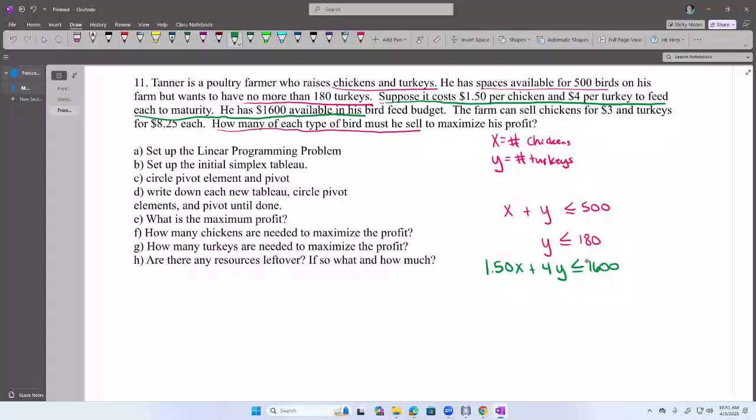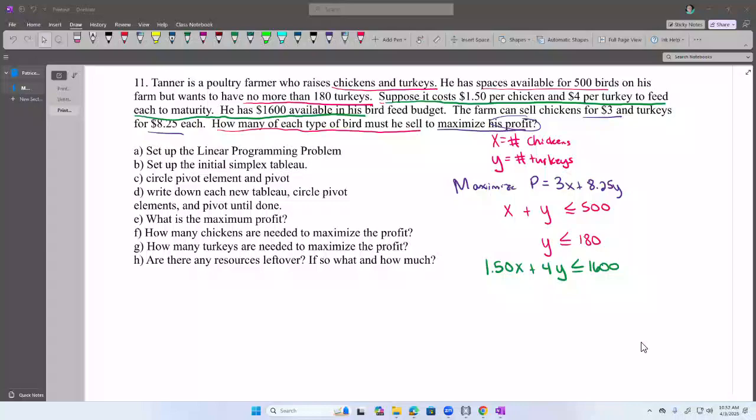The farm can sell the chickens. So this is where we're getting into revenue or profit. They can sell the chickens for $3 and the turkeys for $8.25. And we are trying to find how many of each bird needed to maximize the profit. So I want to maximize the profit, which it said is $3 for each chicken plus $8.25 for each turkey.